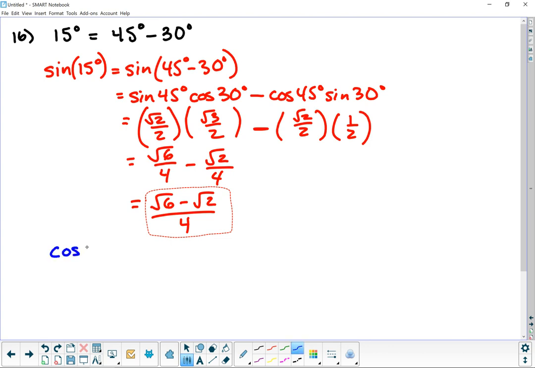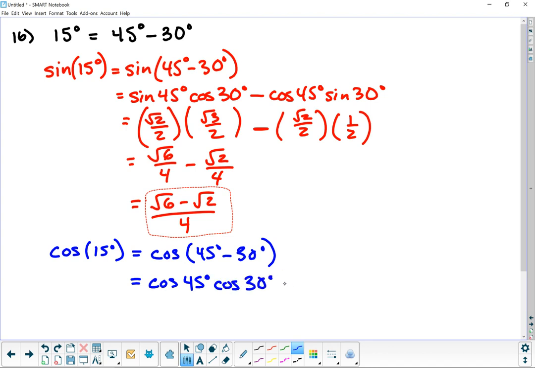Okay. Cosine 15 degrees. And again, we're using the 45 minus 30. So we will be doing cosine 45 degrees minus 30 degrees. The rule for the cosine, look at your notes for the difference rule for cosine. Okay, pause it if you need to because I'm about to spoil it for you. It's cosine 45 degrees, cosine 30 degrees. And the cosine's the opposite, and that'd be sine 45 degrees, sine 30 degrees. Okay?